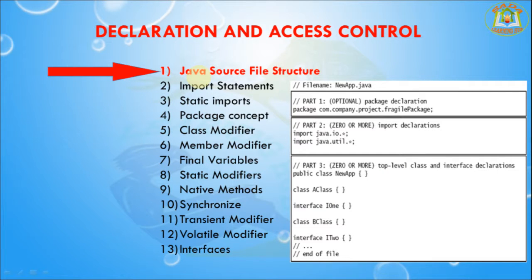Now the Java source file structure starts with a file name. Sorry, part 1. There are three parts in a Java file structure. Part 1 contains package declarations, part 2 contains import declarations, and part 3 contains top level classes and interfaces declarations. Now, end of the file. Now I can discuss some of the cases.